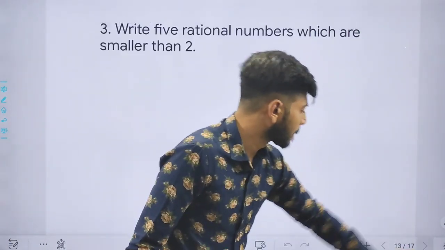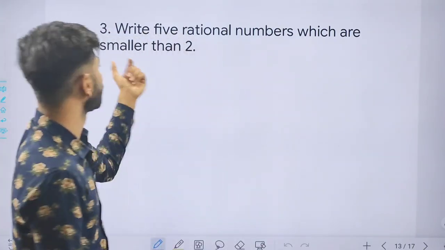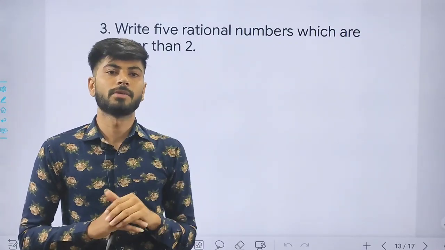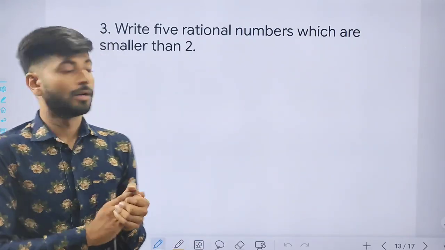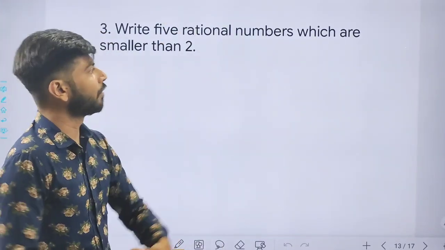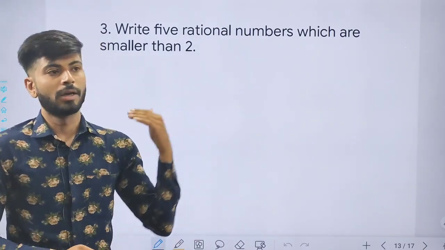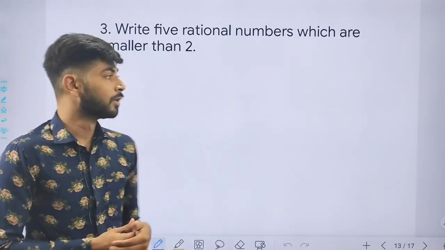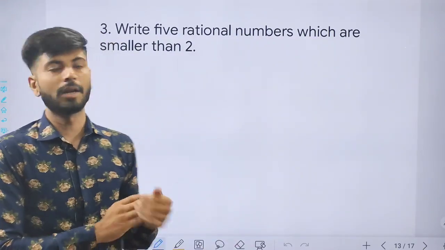Next, write 5 rational numbers which are smaller than 2. Okay, it is given smaller than 2 and 2 is a positive number, so all the negative numbers are smaller than 2. We can write any rational numbers which have a negative sign, and we need 5 rational numbers. You can also take the integers, minus 5, minus 4. You can take any rational number in the p upon q form, minus 5 upon 4, minus 3 upon 4. You can take any numbers which have a negative sign because it will always be less than 2.